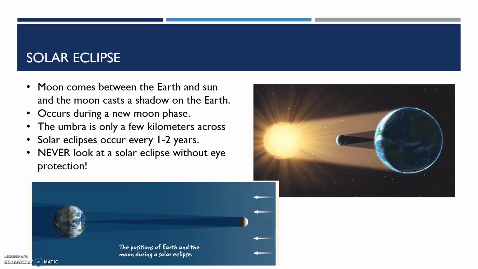The umbra is only a few kilometers across, and it's very rare for you to actually see totality, which would mean you're in that umbra part. Solar eclipses occur roughly every 1 to 2 years, but most of the time they actually fall over water, so a lot of land does not ever actually get to see them. One important thing to know is that you should never look at a solar eclipse without proper eye protection because you could go blind. It can literally burn your retinas.